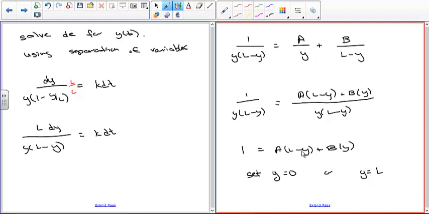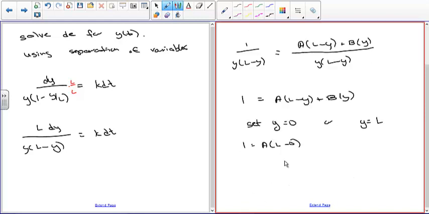Okay, so if I set y equal to 0, I'll get 1 is equal to a times (L minus 0). So I get 1 is equal to a times L, or a is equal to 1 over L. And then if I plug in y equal L, I'll get 1 is equal to a times 0. That goes to 0 when y equals L, plus b times y, which is L. So b is equal to 1 over L as well.